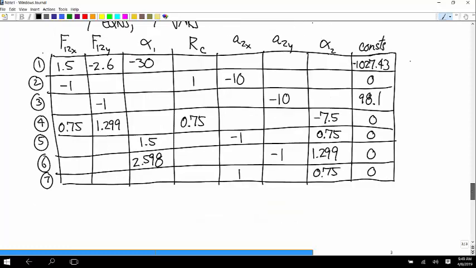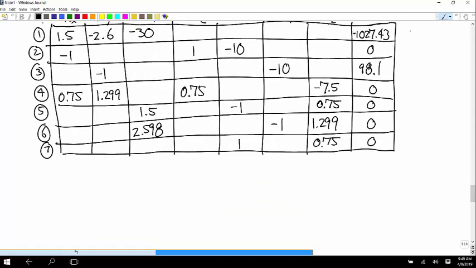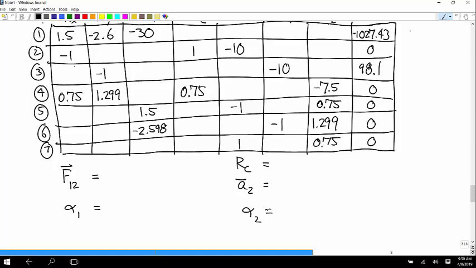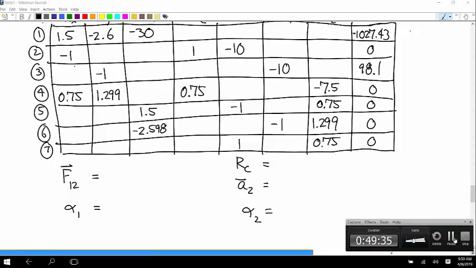Ooh, let's solve it. We still have time. So F12. Okay, negative. And I'm going to allow, so we have a negative 2.6 in equation 1 and a negative 2.598 in equation 2. I'm going to allow that because it would make the chemistry professors so mad.